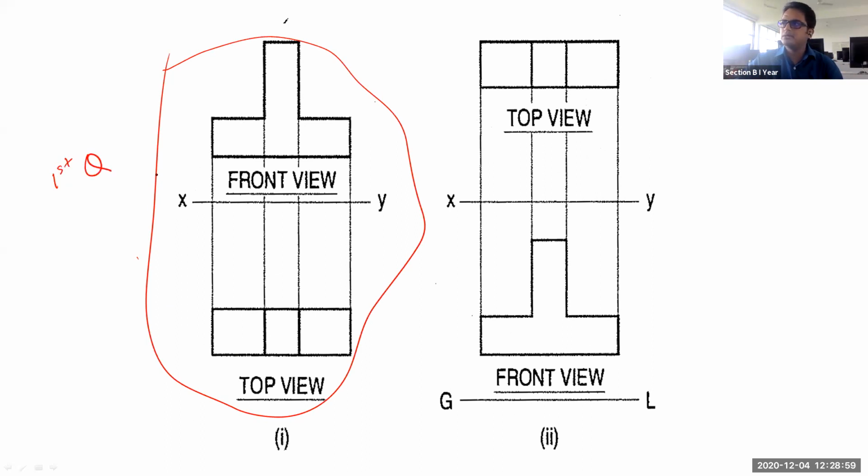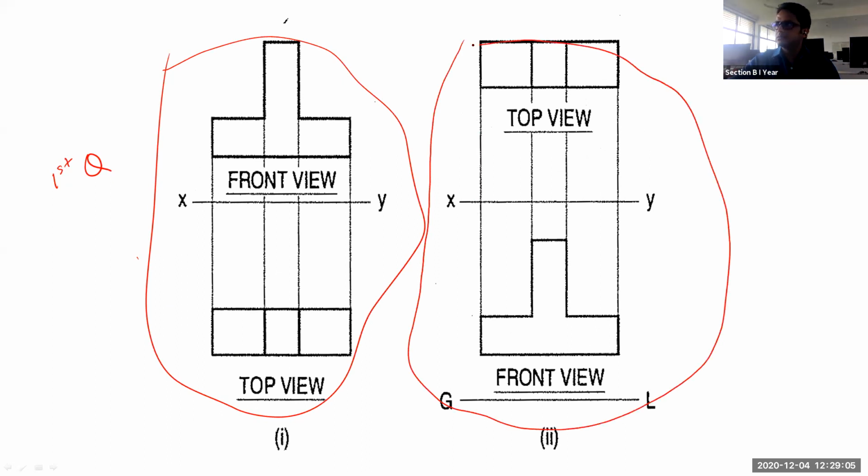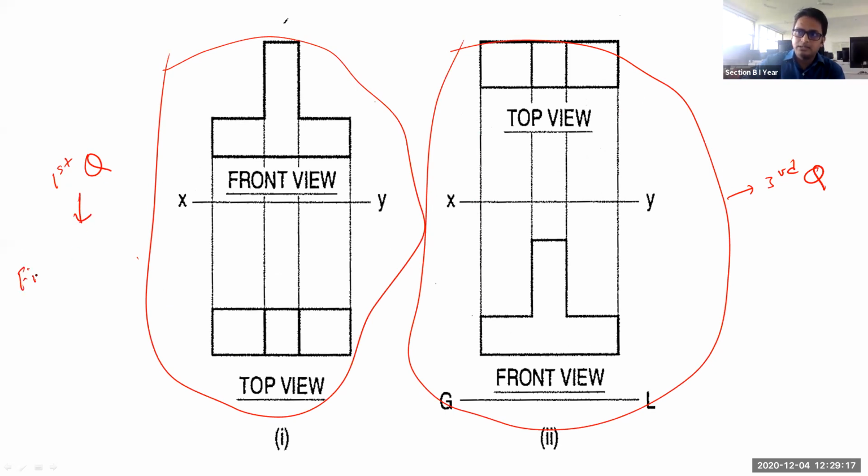This is the first quadrant. The right hand side figure, this is the third quadrant. Okay, so when the object is placed in the first quadrant, it is called the first angle projection method.